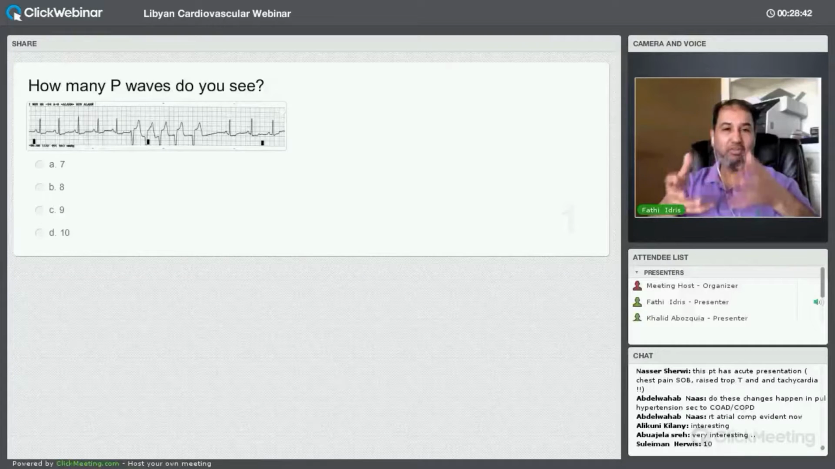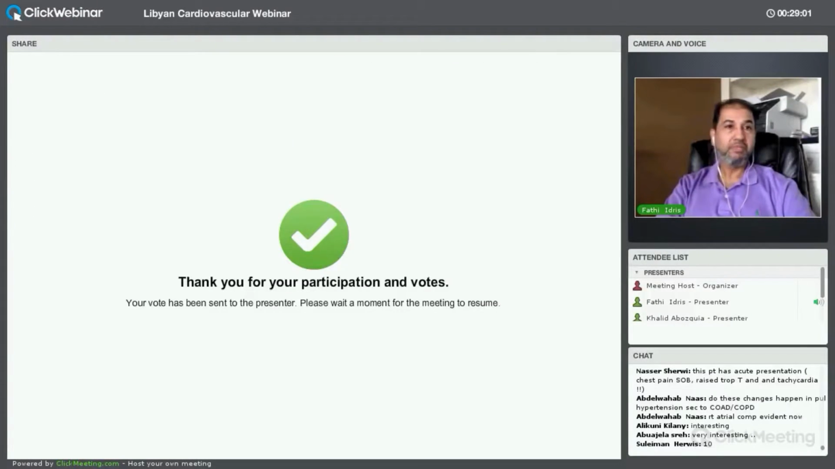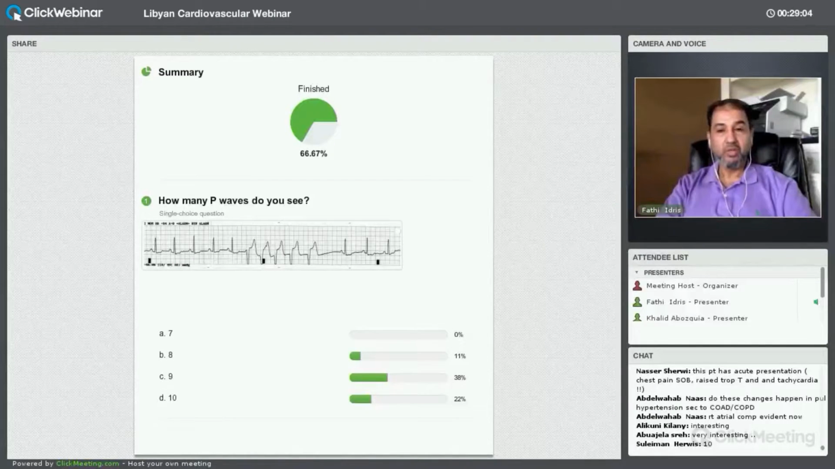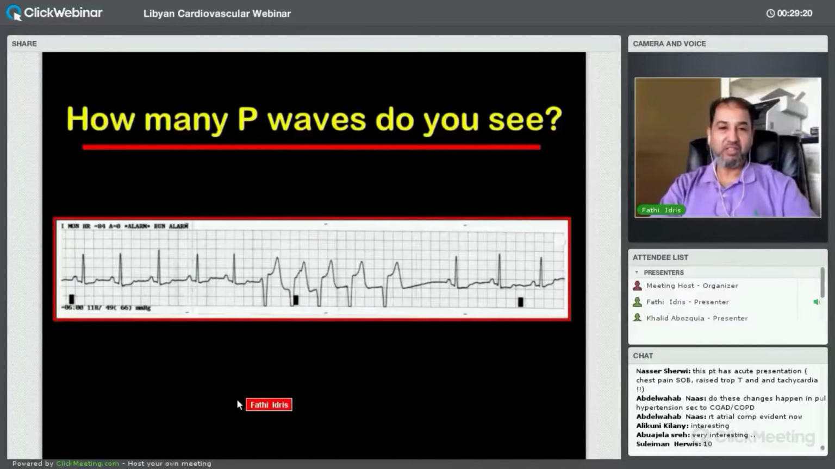Of course, everybody will feel that there is a trick, so you kind of choose a number, but the trick is 8 or 9 or 10. Okay, I think the majority of people have voted, so let me end voting and share results. About 38% of people think there are 9 P waves, about 22% think 10, and 8 about... I'm glad nobody chose 7. So let me go to that EKG and let's count.